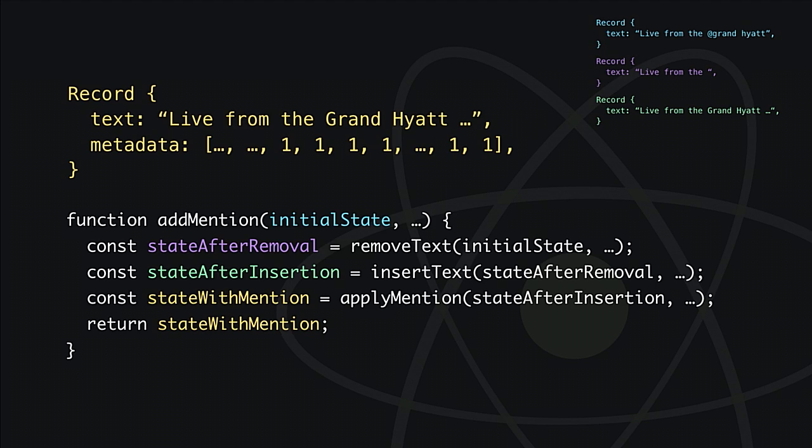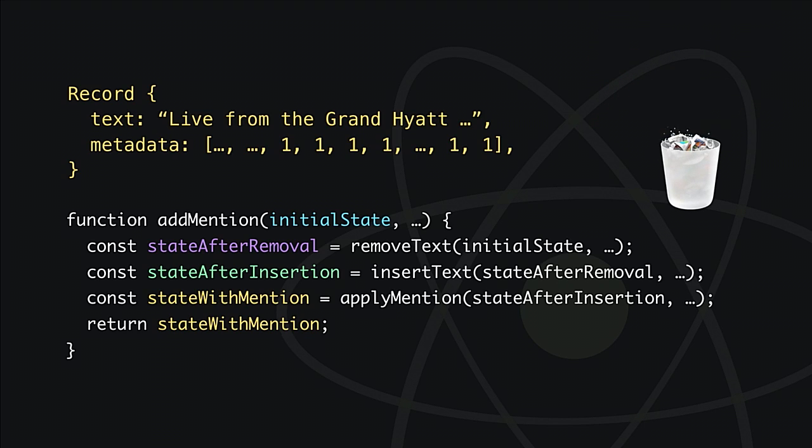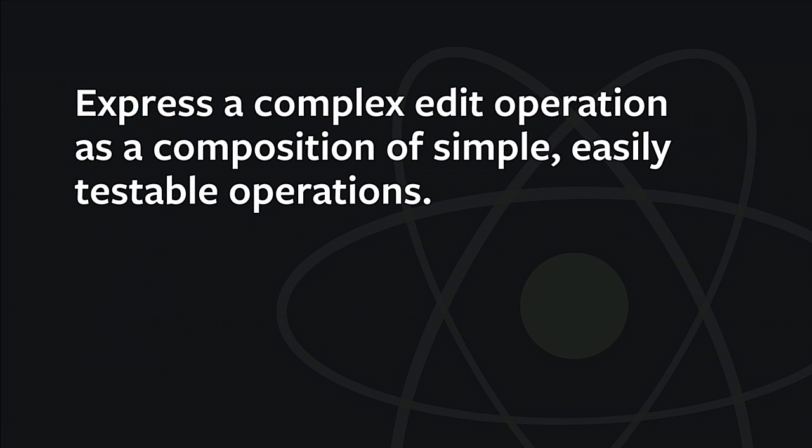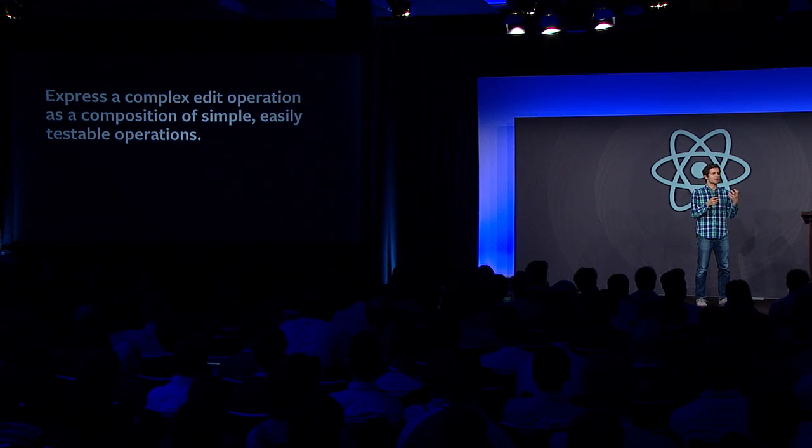So we passed in some initial state, and we returned some output state. There are no side effects here. We're just removing text, inserting text, and applying metadata. So for those intermediate states, we're done with them. We don't need them anymore. We can just return that record, and that's what we're going to render. So you can express a complex edit operation as a composition of simple, easily testable operations, no side effects or anything. Everything is just a snapshot.